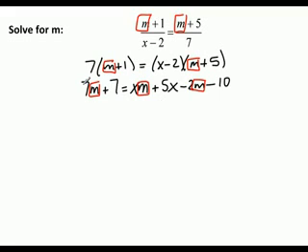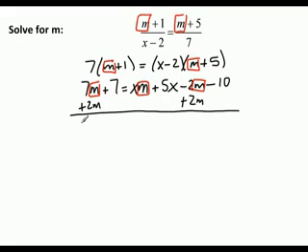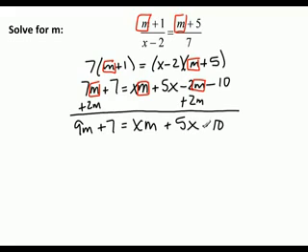But if you notice, I have a 7m and a 2m. So it might be easiest to move this m over first, because these are like terms. So I get 9m plus 7 equals xm plus 5x minus 10. So now I can reevaluate. I have an m here and an m here.